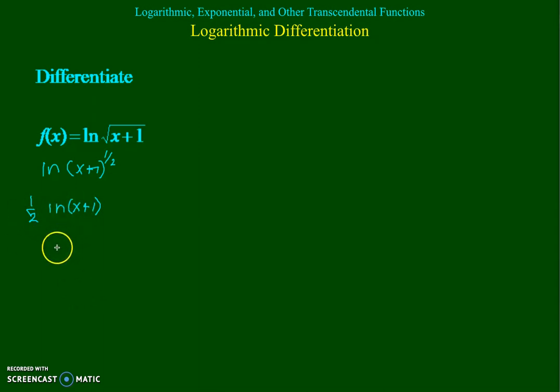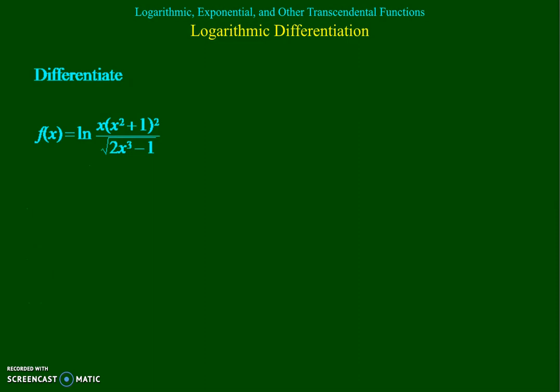Now we can go ahead and differentiate this. And this is going to be 1/2 times 1 over x plus 1. And the derivative of that inside piece is just 1. So we have 1 over 2 times x plus 1. All right, let's go ahead and try another problem. So give this one a shot, and I'll come back in a second.